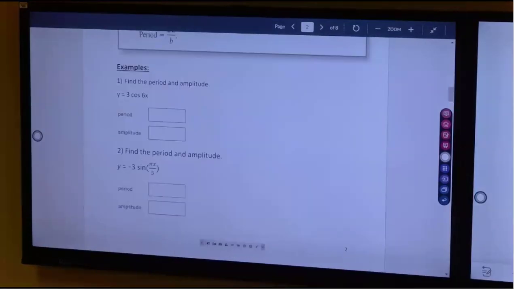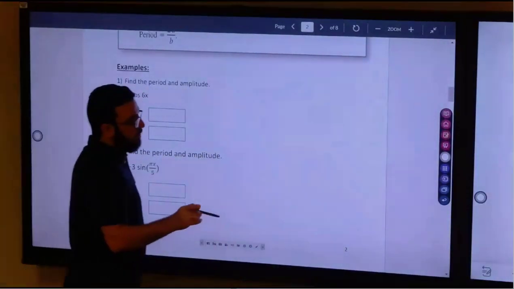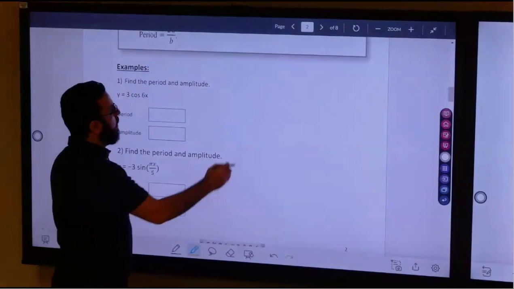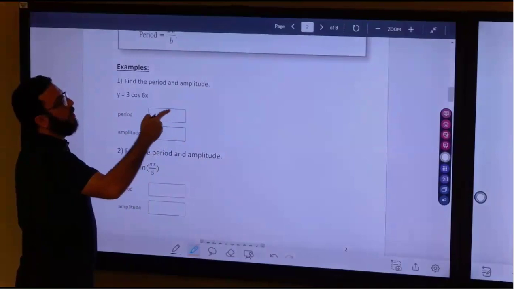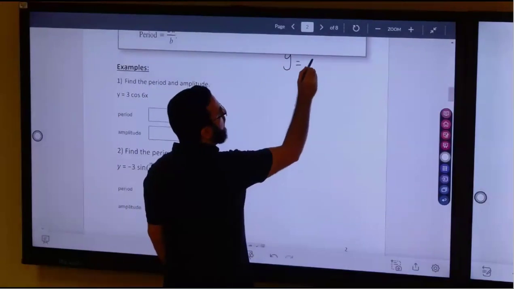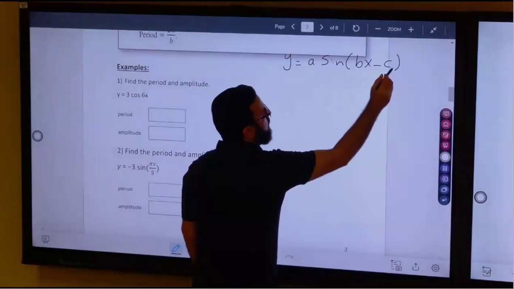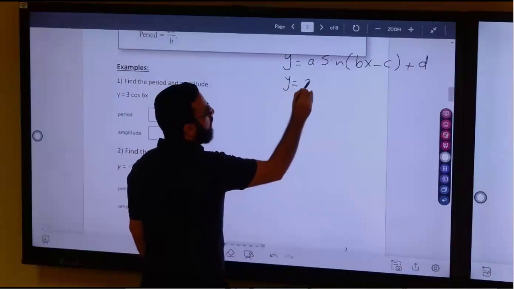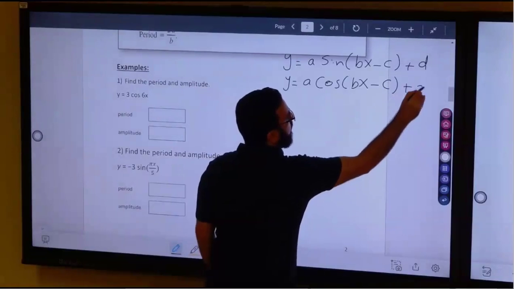Let's find the amplitude and the period. So look here. Tell me the formula. Remember the two formulas on the top? 2 pi divided by B is the formula to find the period, not the area. I need the formula for y equals sine and cosine. So y equals a sine bx minus c plus d, right? This is the general formula. And the other one is y equals a cosine bx minus c plus d.